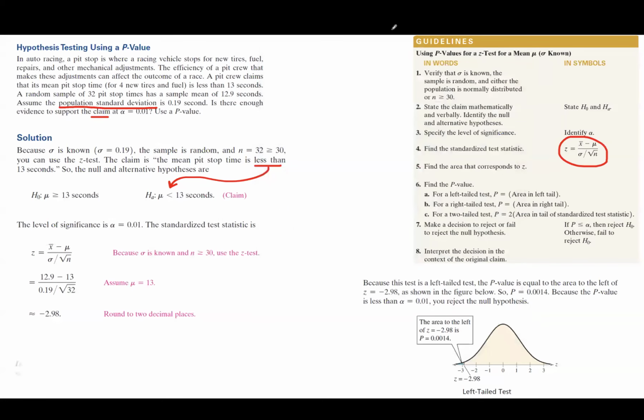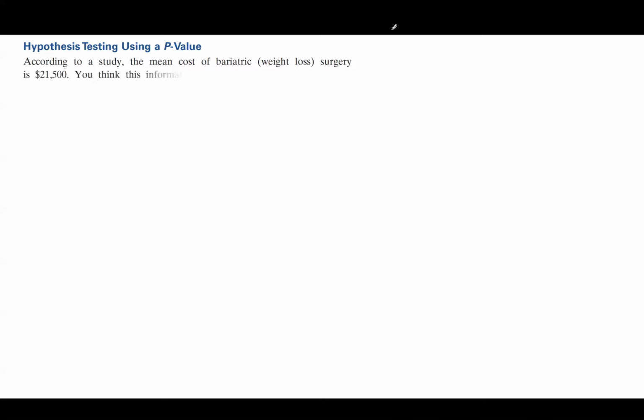Next example for you. Hypothesis testing. In the second example, according to a study, the mean cost of bariatric or weight loss surgery is $21,500. You think this information given to you is incorrect.